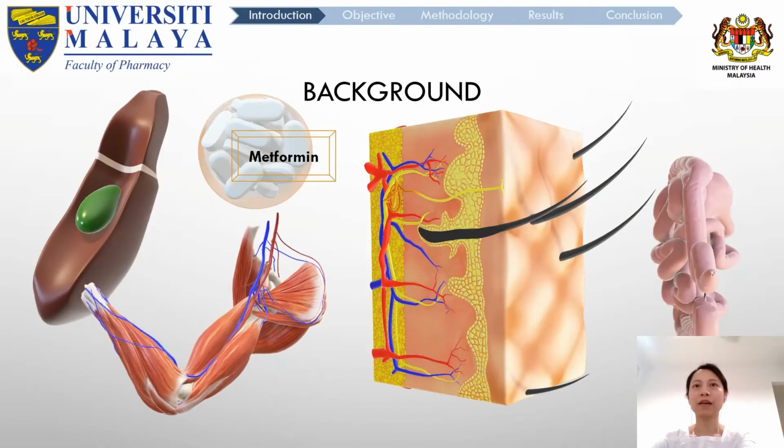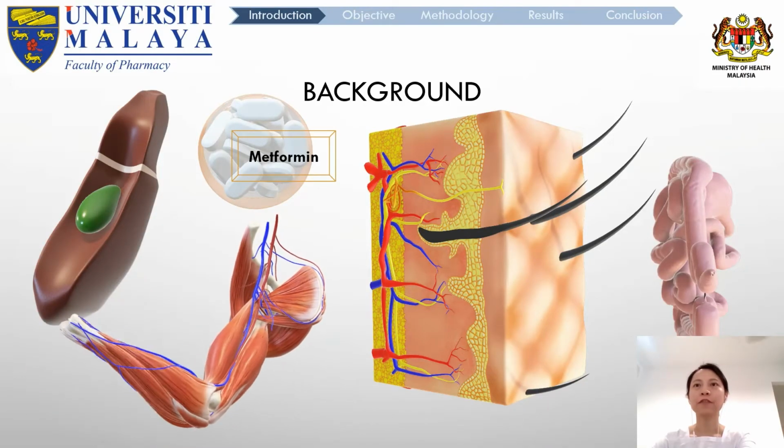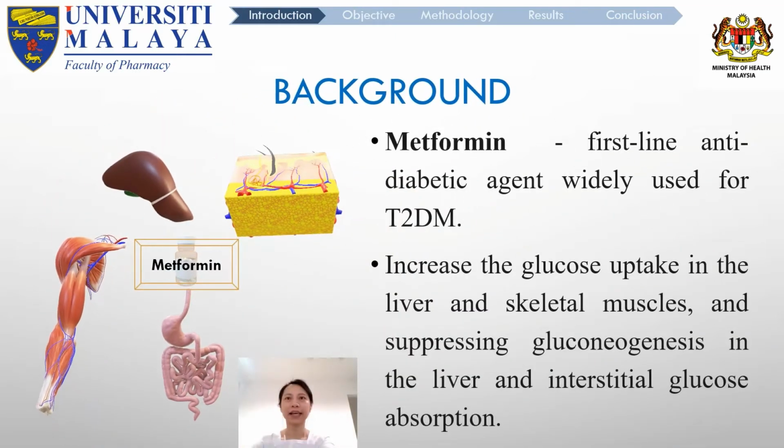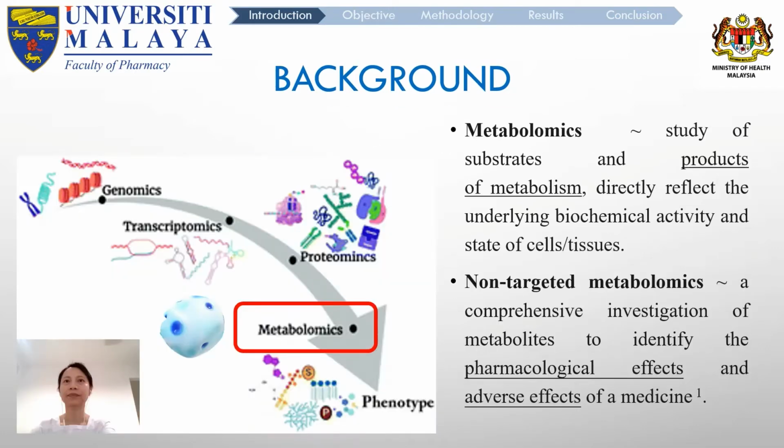A little bit of background about my study. Metformin is the first-line diabetic agent widely used for type 2 diabetes mellitus. It increases glucose uptake in the liver and skeletal muscle, and suppresses gluconeogenesis in the liver and intestinal glucose absorption. Lately, researchers found that the primary effect of metformin resides in the human gut.